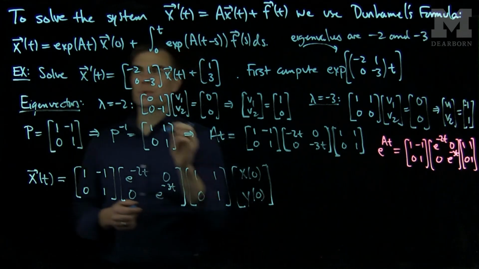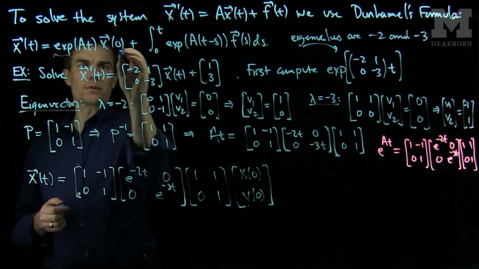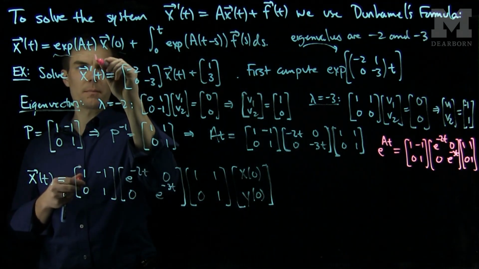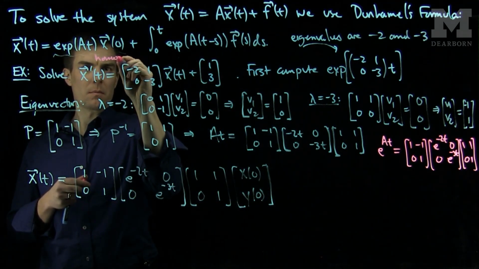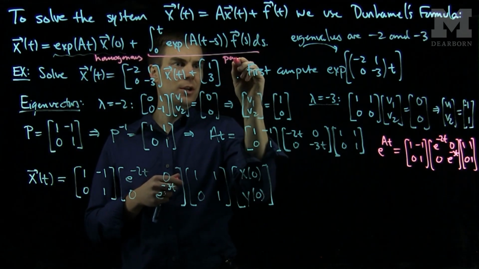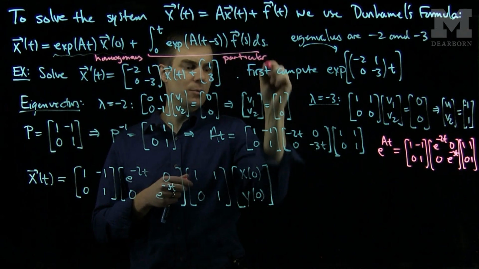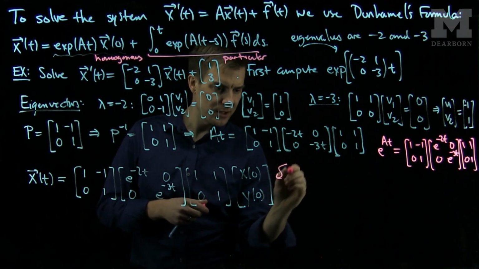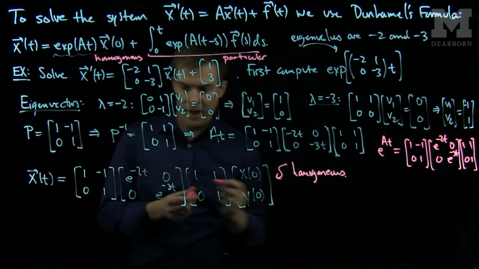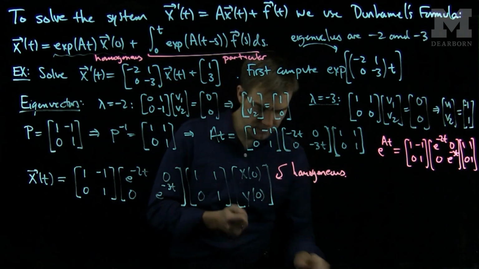And that corresponds to this first term over here. And this first term is referred to as the homogeneous term. So this is my homogeneous term. And the other term is going to be my particular solution, and that's the term we add next. So this term over here is the homogeneous solution. And now I will add in the particular solution.